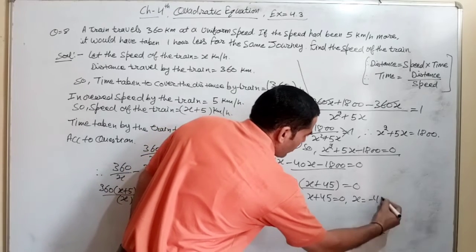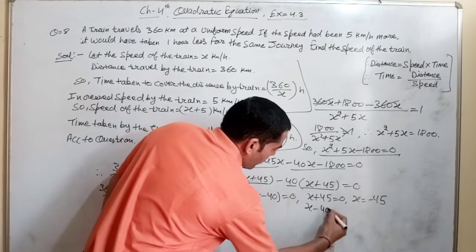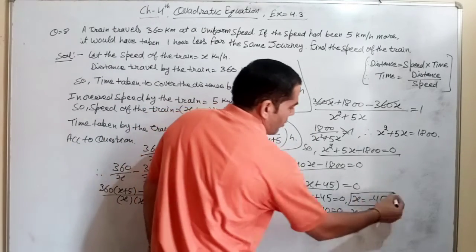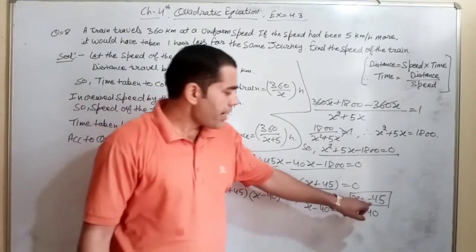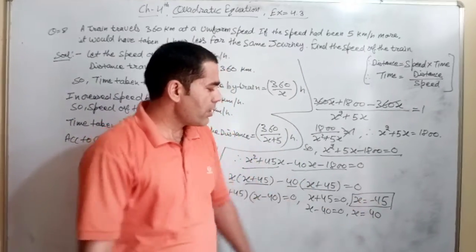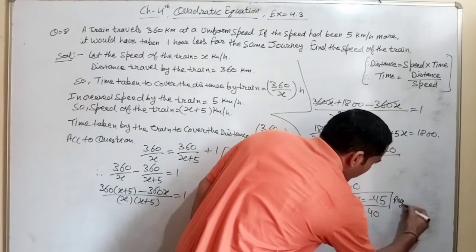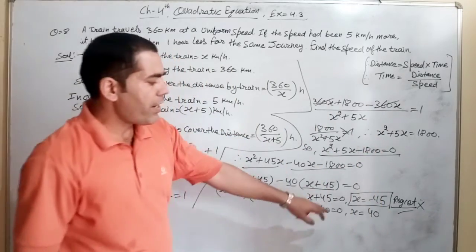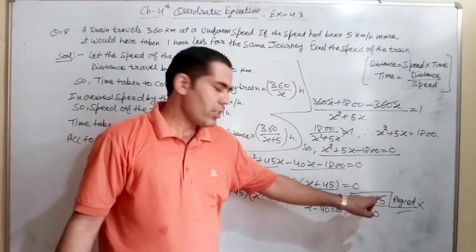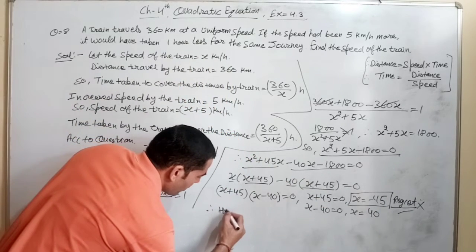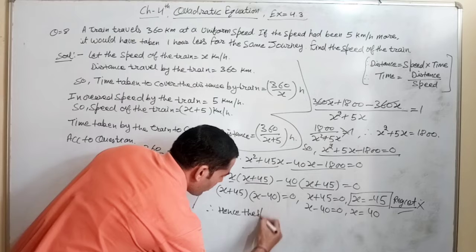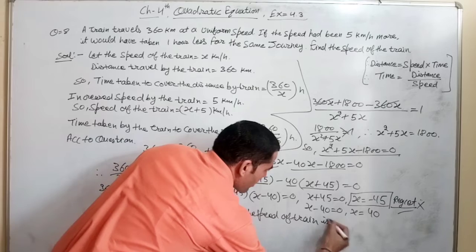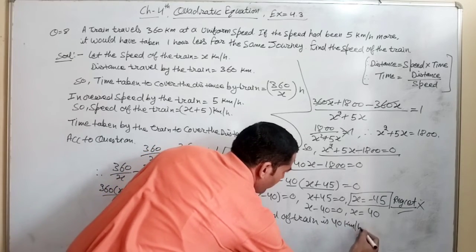Now x plus 45 is equal to 0 and x minus 40 is equal to 0, so x is equal to minus 45 and x is equal to 40. Minus 45 is a negative speed, so we reject it, because speed cannot be negative. Hence the speed of the train is 40 kilometer per hour.